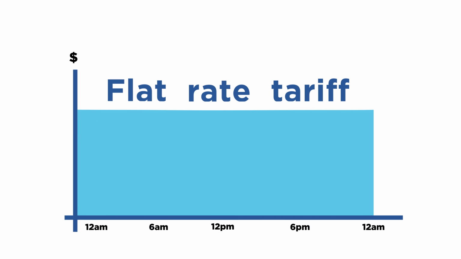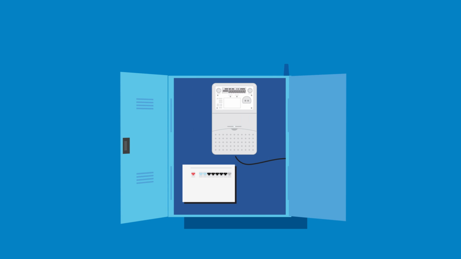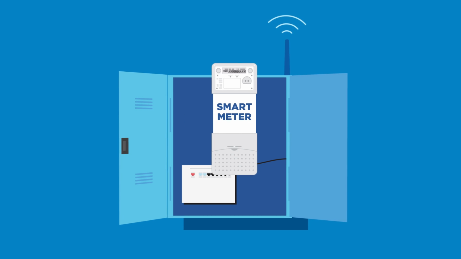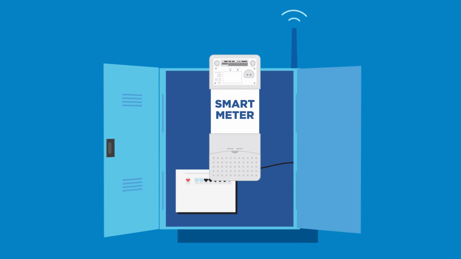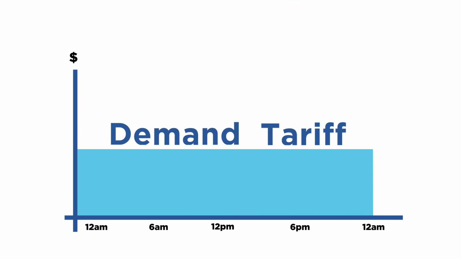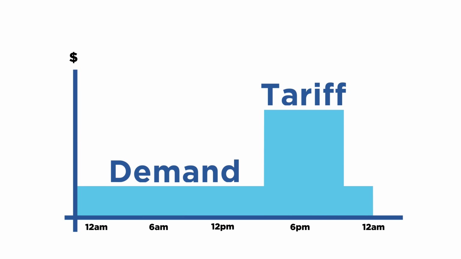In the past, most customers have been billed for electricity on a flat rate tariff, where they're charged the same rate for electricity consumption throughout the day. If you have a new smart meter in your switchboard that has a communication antenna, you can switch to a demand tariff if your electricity retailer offers these types of tariffs.